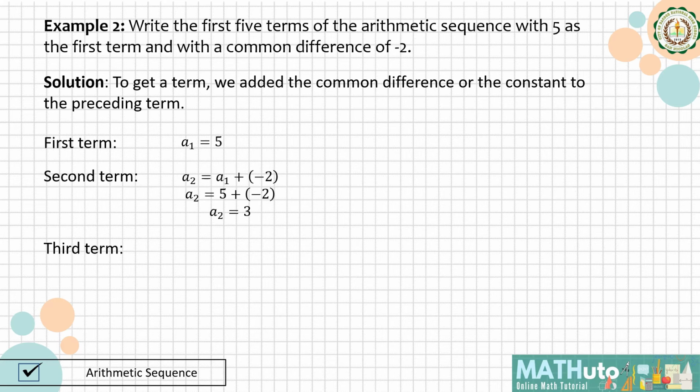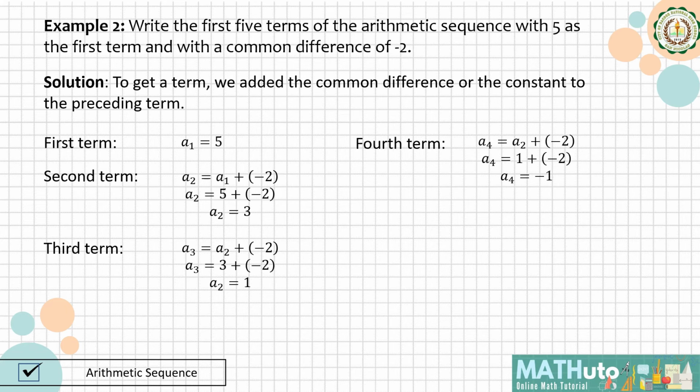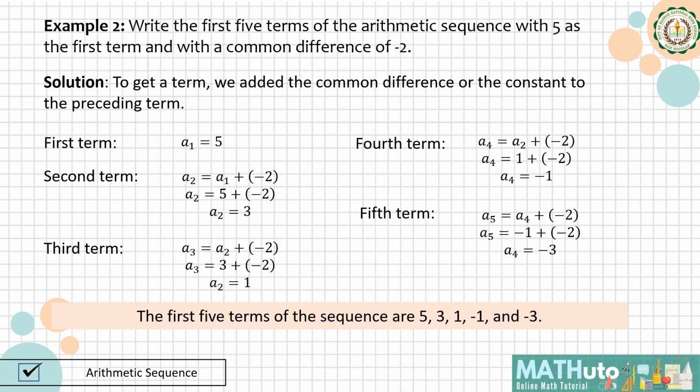To identify the third term, we will add the second term to our common difference -2. Therefore, this will become 3 plus -2, which is equal to 1. It is the same process if we get the next two terms: the fourth term, which is equal to -1, and the fifth term, which is equal to -3. Thus, the first five terms of the sequence are 5, 3, 1, -1, and -3.